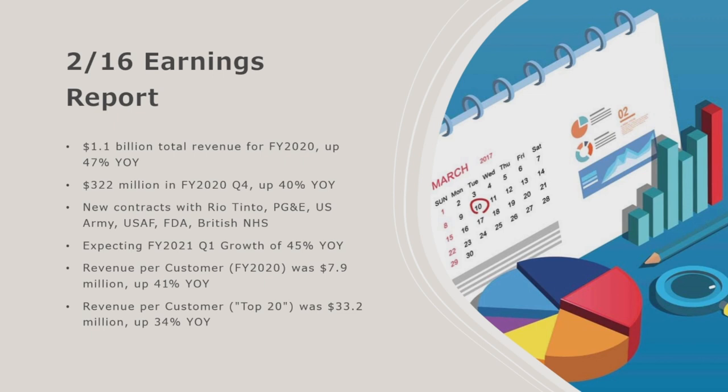$322 million in FY 2020 fourth quarter, which is a 40% increase. They did disclose new contracts with Rio Tinto, PG&E, U.S. Army, United States Air Force, the FDA, and the British NHS. They are expecting fiscal year 2021 first quarter growth of 45%. They did list their revenue per customer for FY 2020 was $7.9 million per customer, which is a 41% increase.